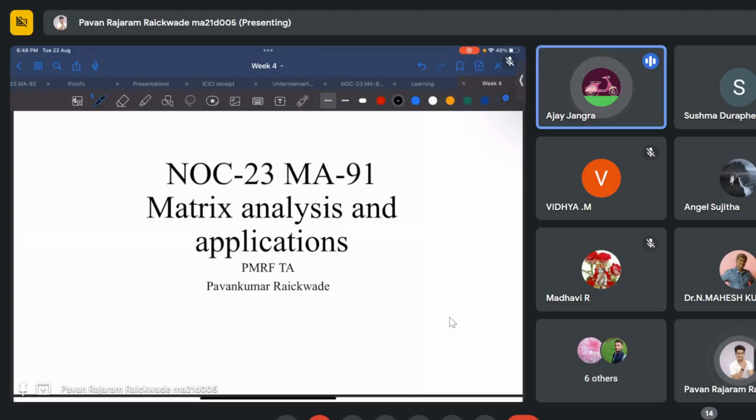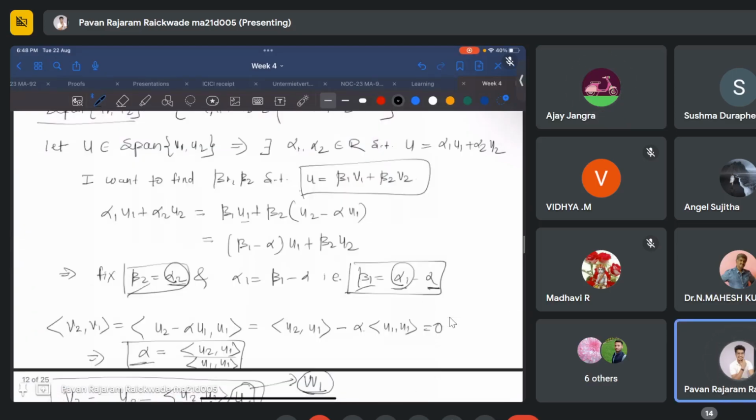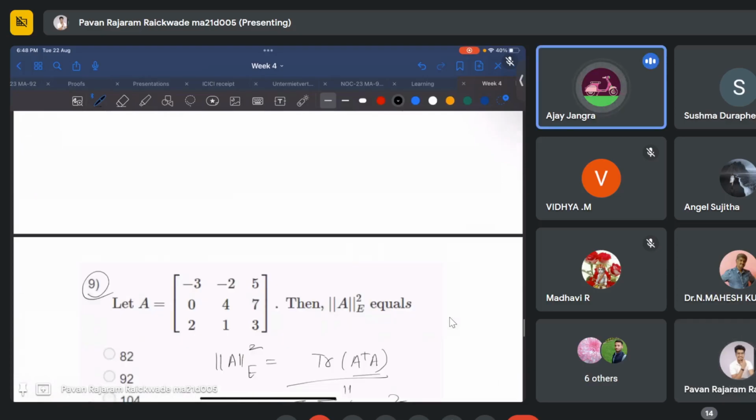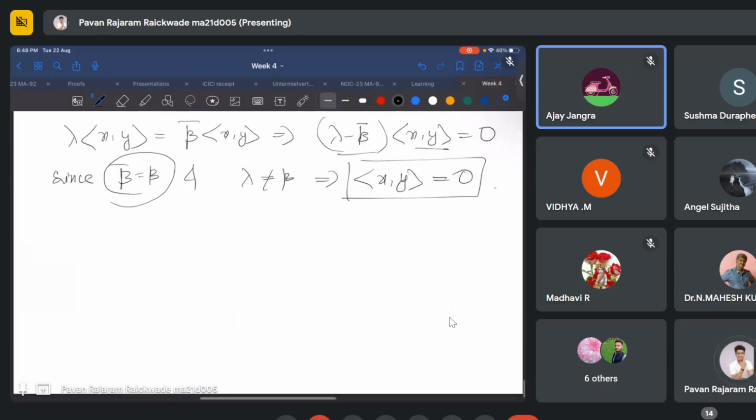I'll close the session. Please repeat the last proof you have done. The last proof, the eigenvectors corresponding to distinct eigenvalues are orthogonal? Yes, sir. Okay, I will repeat it again.